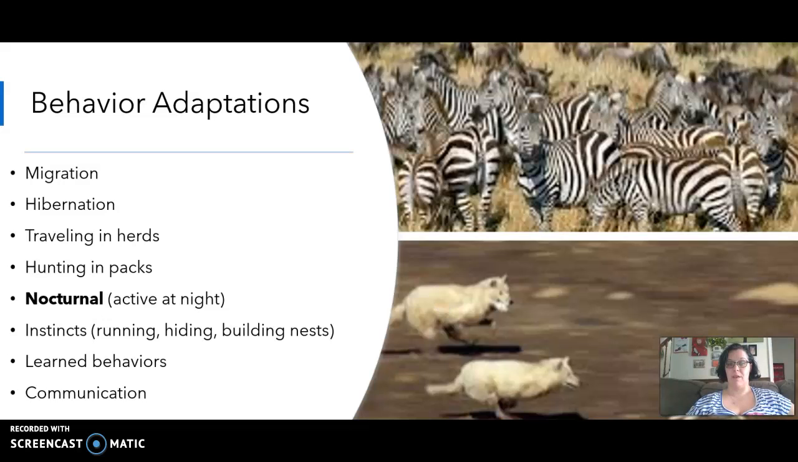Behavior adaptations include migration, hibernation, traveling in herds, hunting in packs, nocturnal behavior, which includes being active at night, instincts, running, hiding, building nests, learned behaviors, and communication.